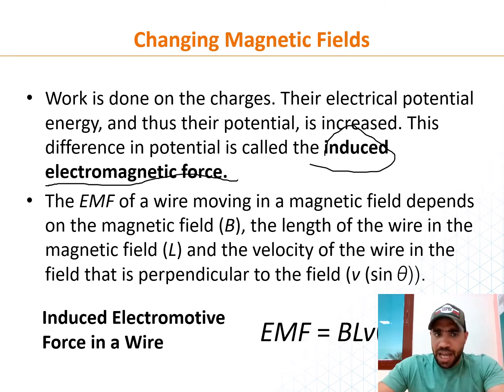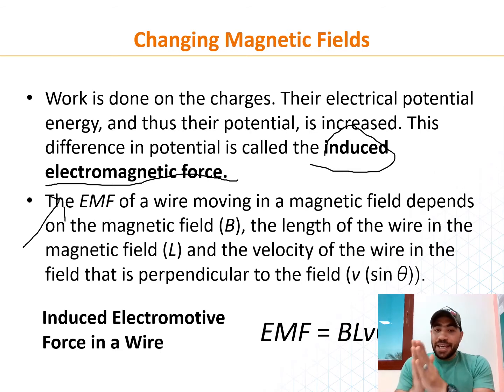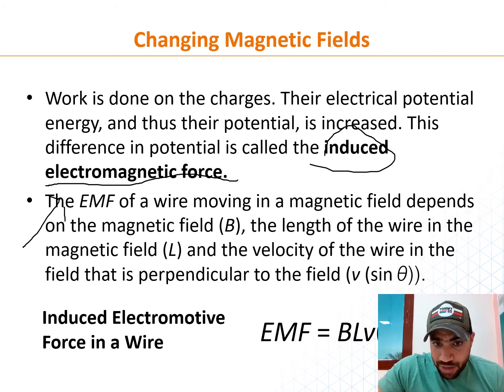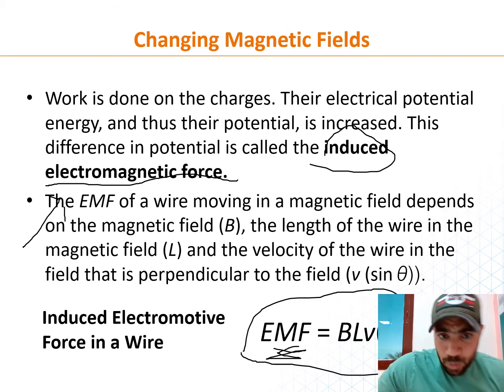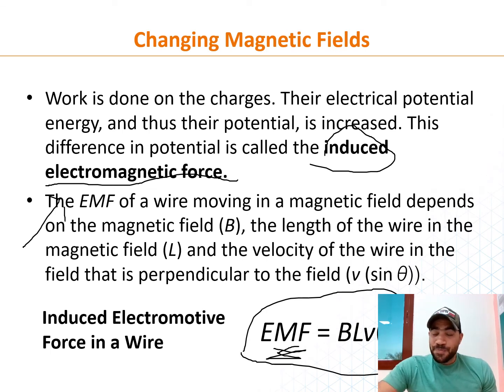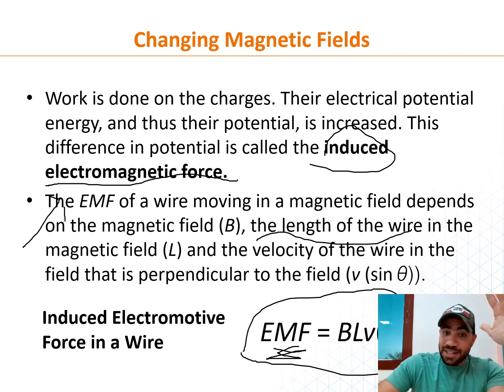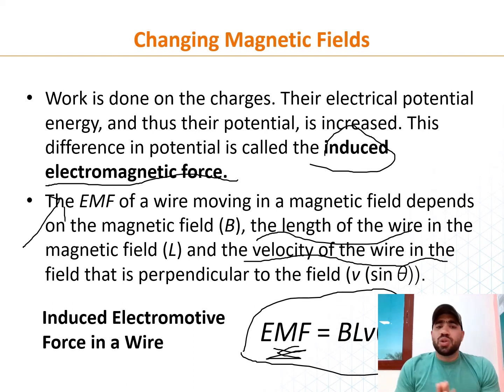electromagnetic force. If you read together from here, the electromagnetic force, EMF, of a wire moving in a magnetic field depends on BLV. The formula on the screen is EMF equals B. What is B? Somebody remember what B is? B is the magnetic field. What about L? L is the length of the wire. V is the velocity of the wire. And we can also add sin theta, the angle the wire makes with the field.